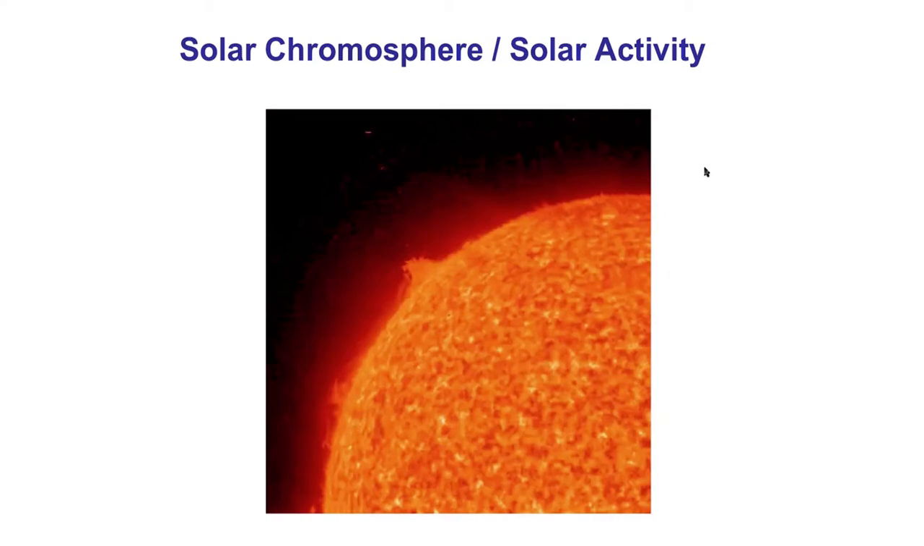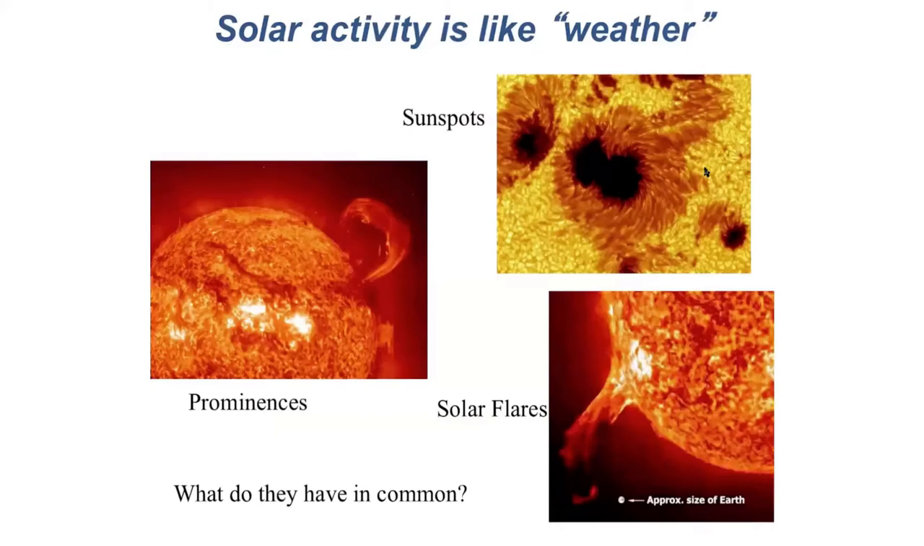And so we want to talk about sunspots. We talk about other features of the sun's surface that are certainly caused by activity on the surface of the sun. The surface of the sun is not a calm, gentle place. There's lots of stuff going on on the surface of the sun. So let's talk a little bit about some of these things. Here we have some examples.